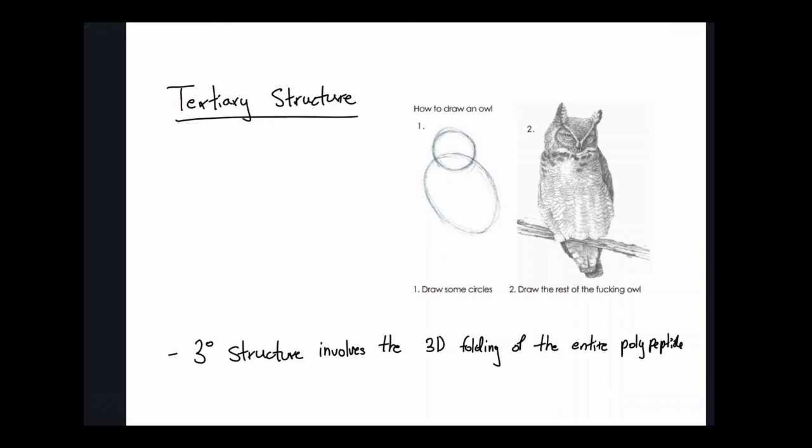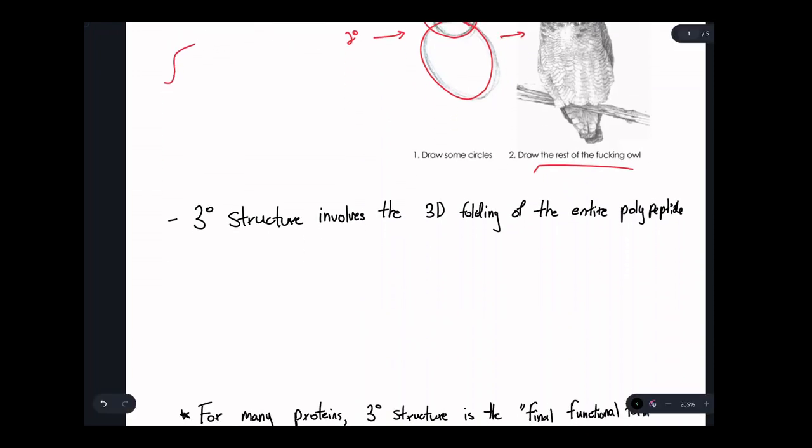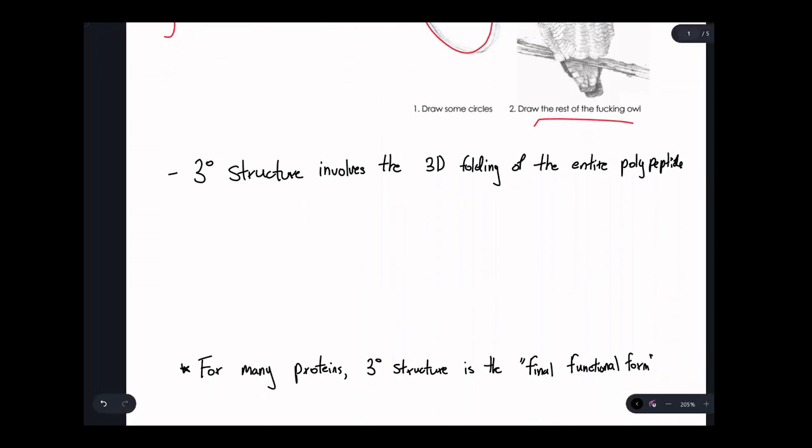At this point, where we've drawn a couple circles, we have secondary structure, as we've talked about, the helices and beta sheets of a protein. And then tertiary structure is really just everything else happening all at once. Draw the rest of the effing owl. So tertiary structure is really the final structure of a single chain polypeptide. It involves the folding of the entire polypeptide, and it is much more complicated.